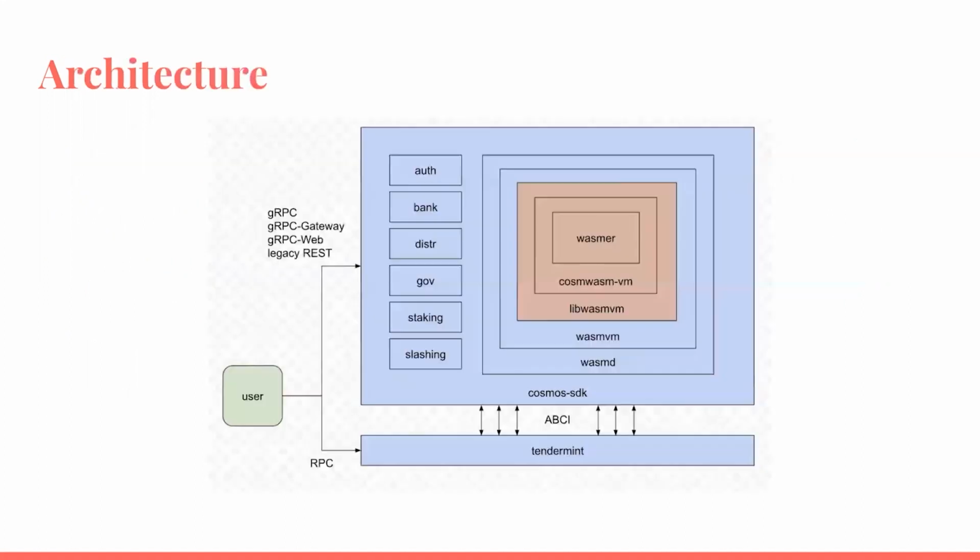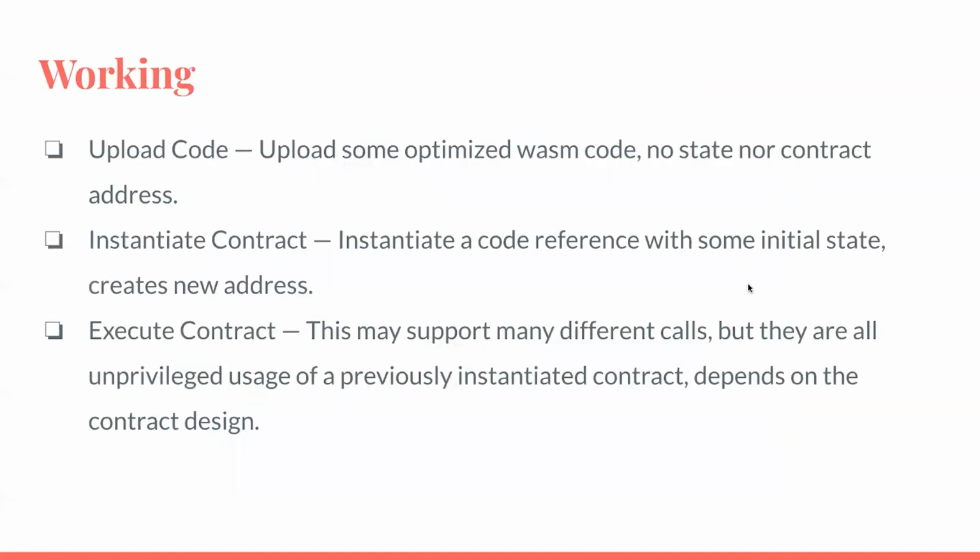So let's look at the brief architecture of how it actually looks, where you can see that in this particular diagram, there are different modules with names like auth, gov, staking, slashing, and so on. And there also exists a WASM module, which has a WASM VM, encapsulated with libwasmvm and WASM. This is meant to interact with smart contracts, and these different modules can interact with this WASM module as well.